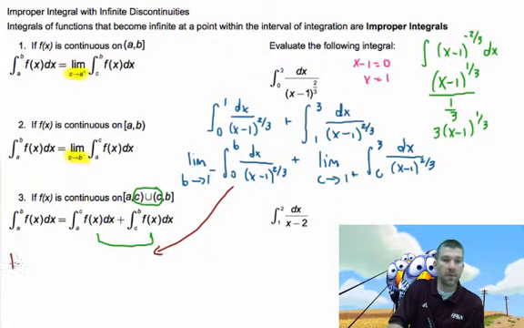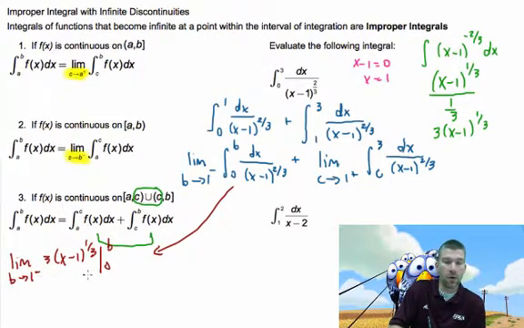So I'm looking at the limit as b approaches 1 from the left of, and then my integral, which is going to be 3 times x minus 1 to the 1/3 power, evaluated from 0 to b. So I do stop minus start. That's going to be 3 times b minus 1 to the 1/3 power minus 3 times 0 minus 1 to the 1/3 power.